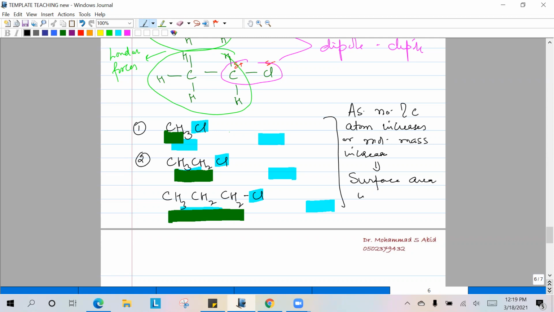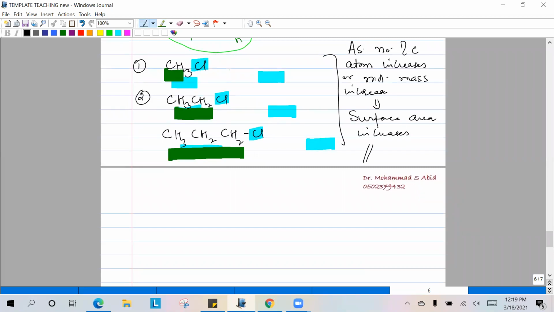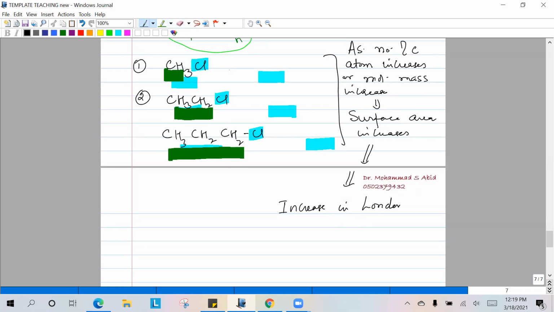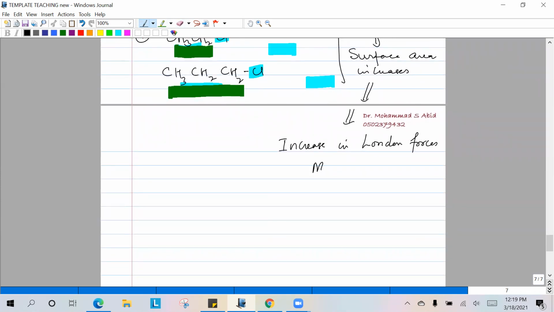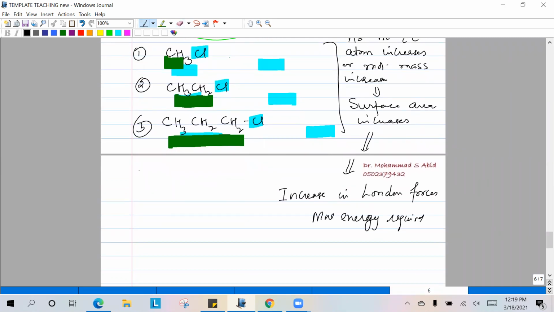And when the surface area increases, this leads to an increase in van der Waals forces. Or a better word is, this leads to an increase in London forces. And when the London forces are more, definitely more energy will be required.